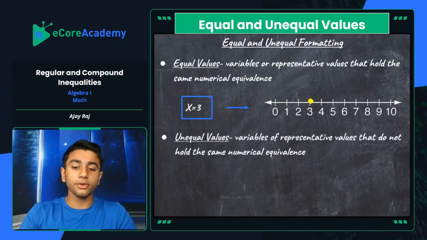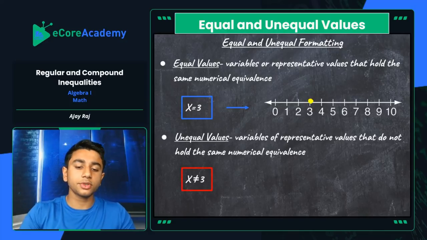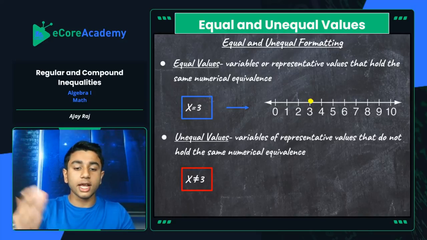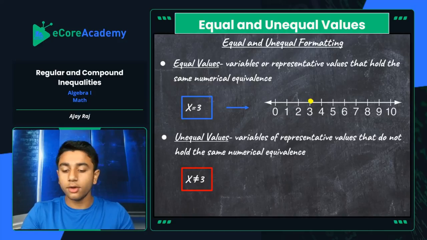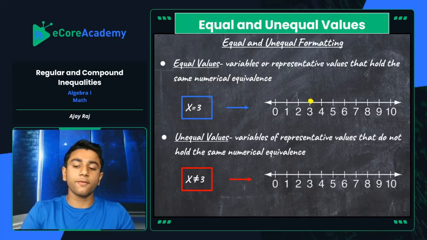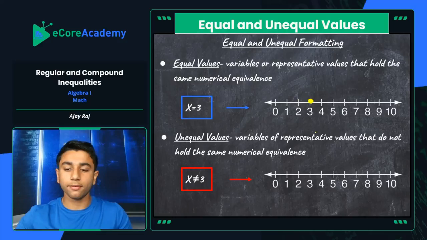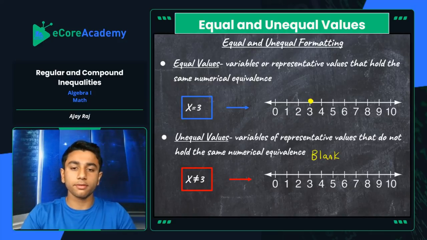Now for our unequal values, these are variables or representative values that do not hold the same numerical equivalence, meaning they're not equal. That's how you write the unequal sign. You're merely writing a cross or a slash mark through the actual equal sign to show that it's not equal or cannot equal. So x cannot equal 3, or does not equal 3. That means there are no value points that we know of that are equal to x. Therefore, we would be leaving a blank graph, because there are no valid points that we can derive from this equation here. So that would be a blank graph.